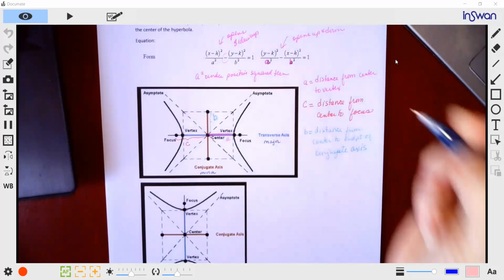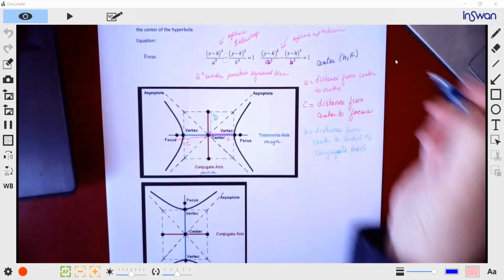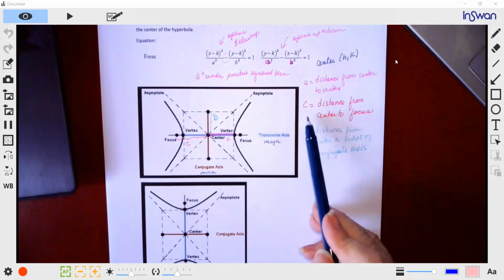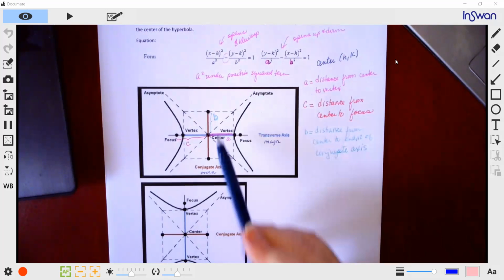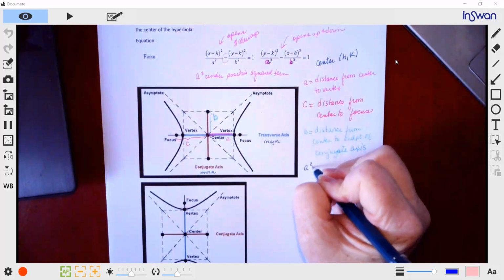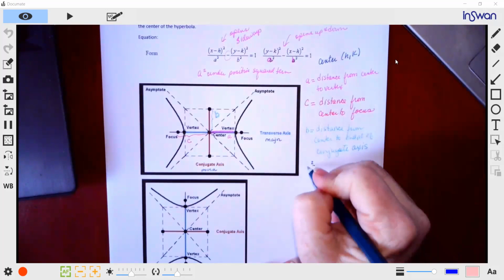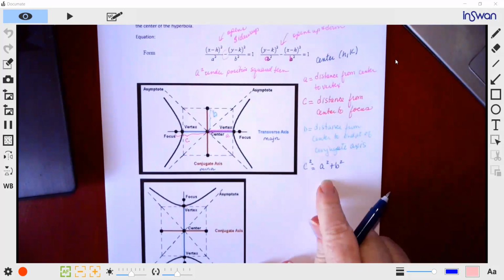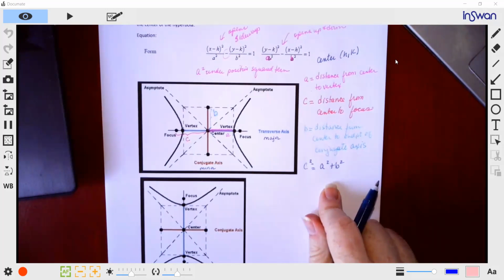Okay, so the center, just like it was for the ellipse, is (h, k). A is the distance from center to a vertex. C is the distance from center to a focus. B is the distance from center to the endpoint of the conjugate axis. And the way you find C is C squared is equal to A squared plus B squared. Notice that's different from an ellipse. For an ellipse, C squared was A squared minus B squared.